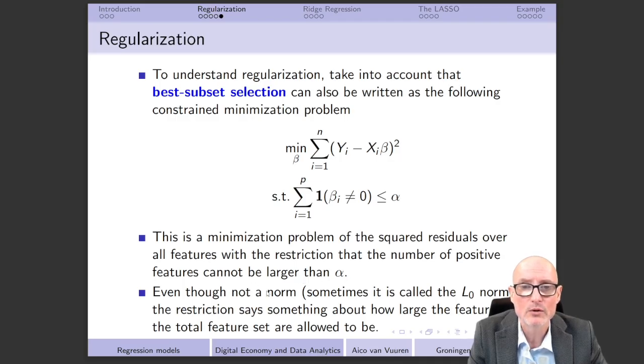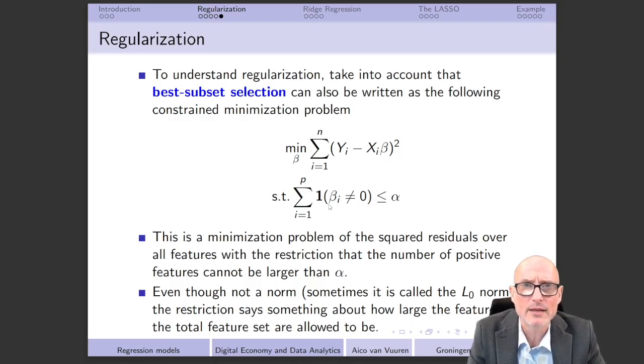And even though it is not really a norm, sometimes this relationship that we have over here is called the L0 norm, but it's not really a norm because it doesn't satisfy all the restrictions that are related to a norm. The restriction says something about how large the features in the total feature set are allowed to be, because for different values of alpha, it says something about how many betas can be different from 0.